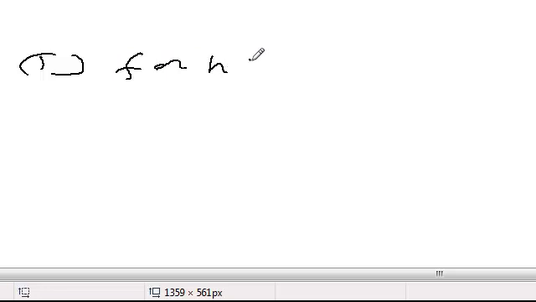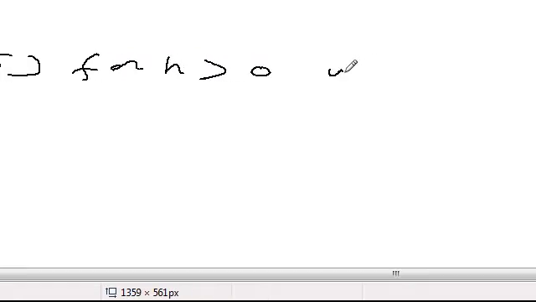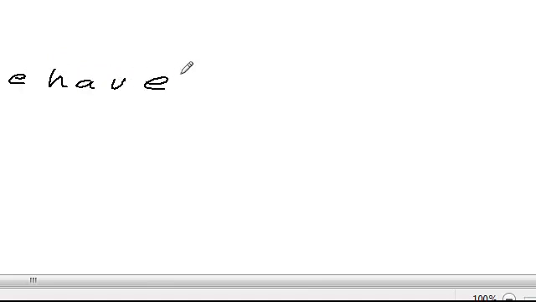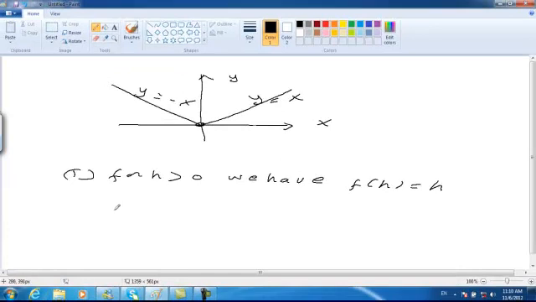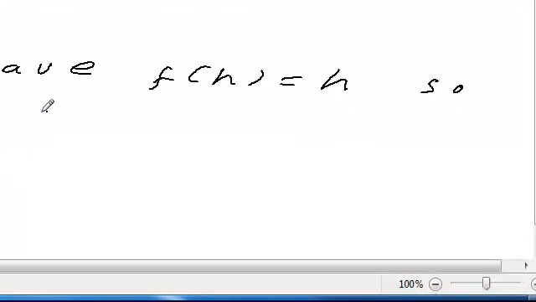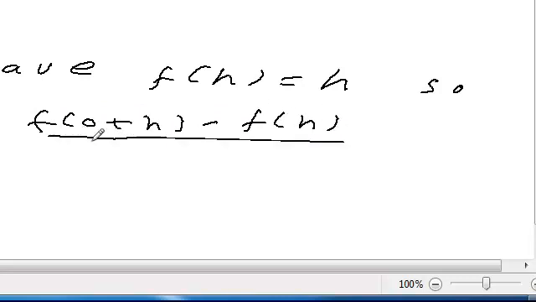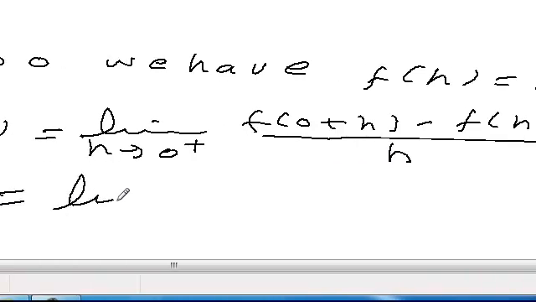for h greater than 0 we have f of h equals h. So f dash 0 plus equals the limit as h tends to 0 plus of f of 0 plus h minus f of 0, divided by h, which equals the limit of h over h as h tends to 0 plus, which equals 1.